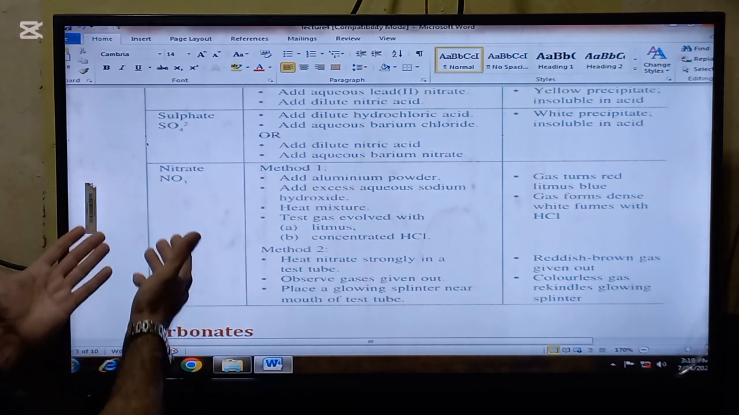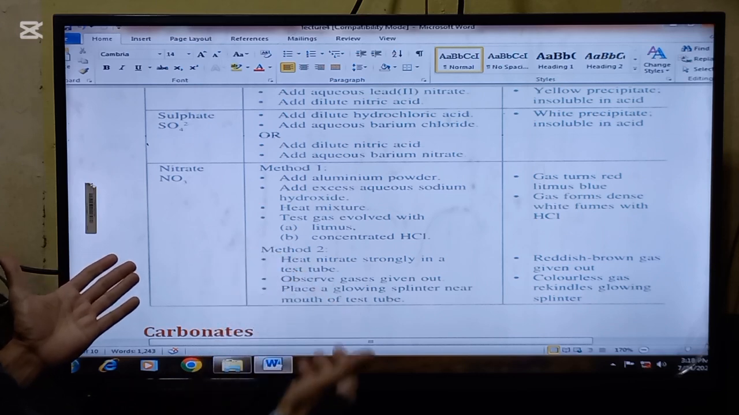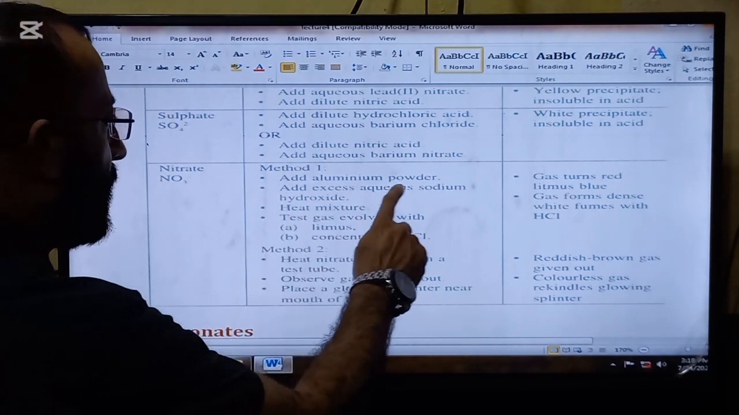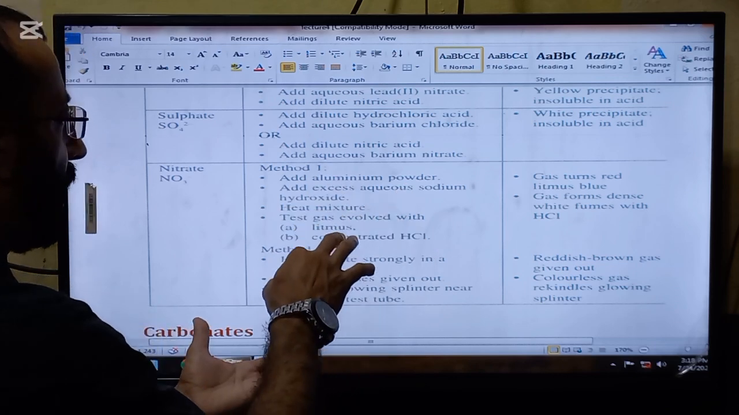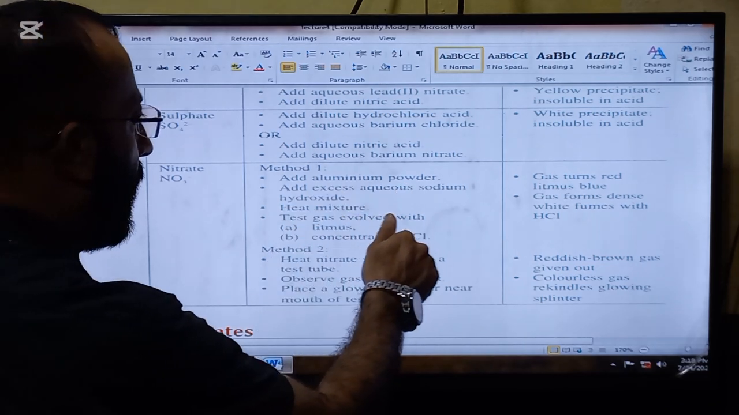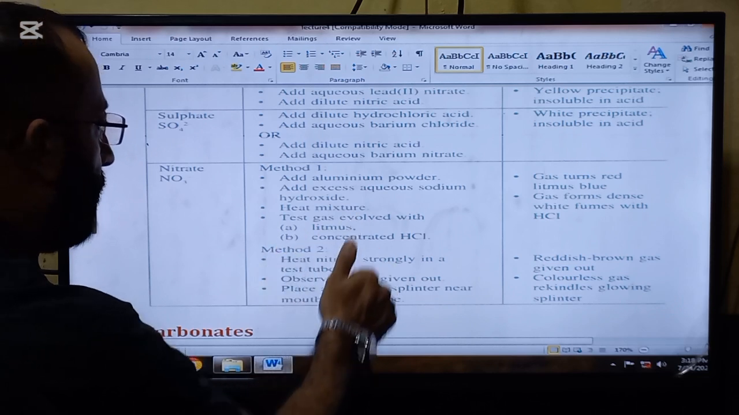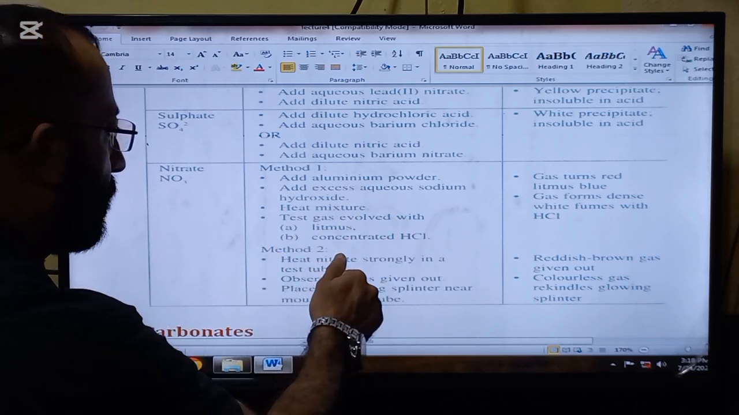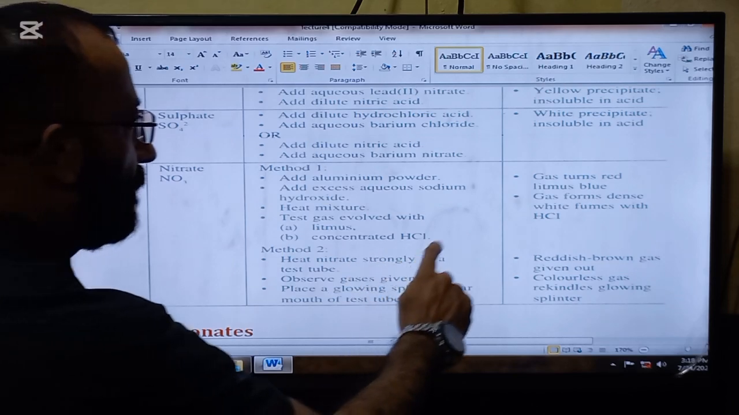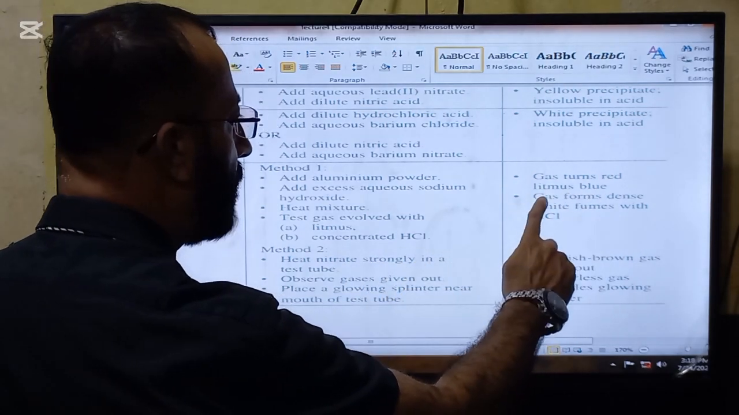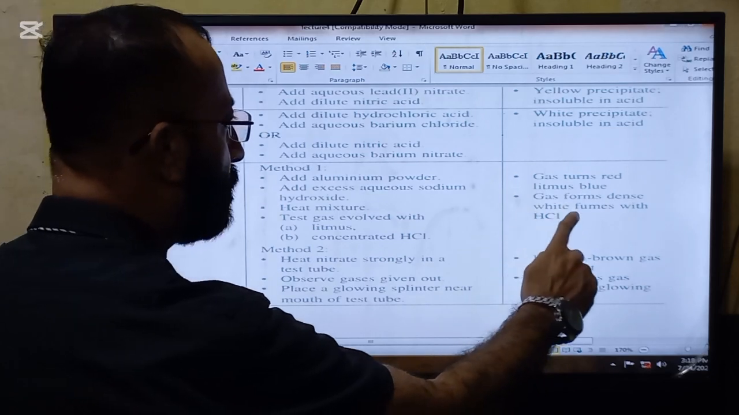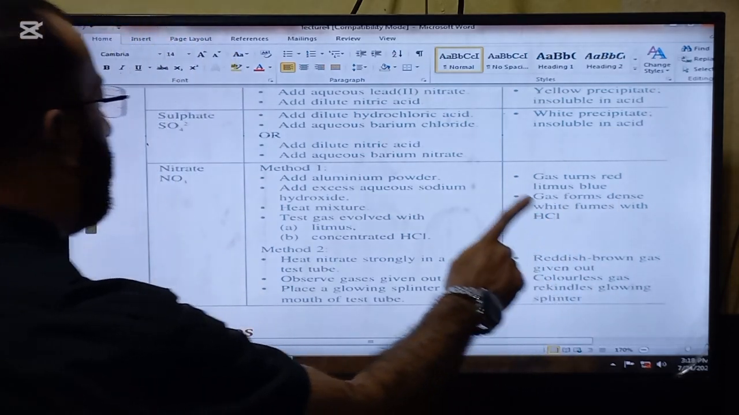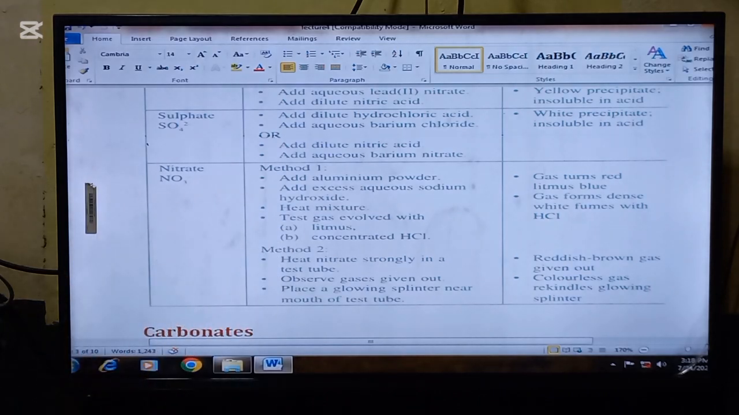Okay, now the nitrate anion is going to be identified. There are two methods again. If we add aluminium powder to our sample anion, add excess aqueous sodium hydroxide, heat the mixture and test the gas evolved with litmus paper and concentrated HCl: if the gas turns red litmus blue and forms dense white fumes with the HCl, that will be the sign that this anion is the nitrate ion.